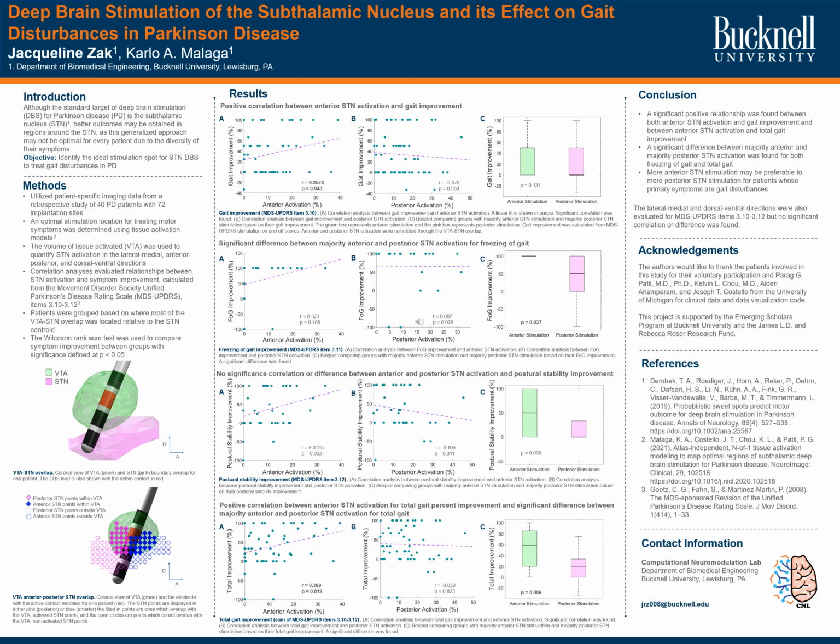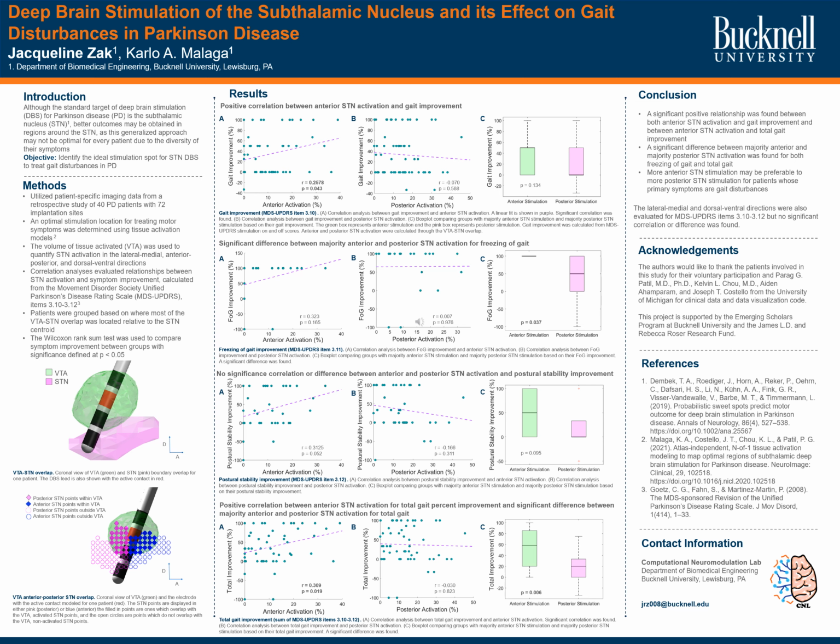The goal of my project was to identify the ideal stimulation spot for STN DBS to treat gait disturbances in Parkinson's disease. My project utilized patient-specific imaging data from a retrospective study of 40 Parkinson's patients with 72 implantation sites. I quantified the overlap between the volume of tissue activated, or the VTA, and the STN to determine STN activation in the lateral medial, anterior posterior, and the dorsal ventral directions.